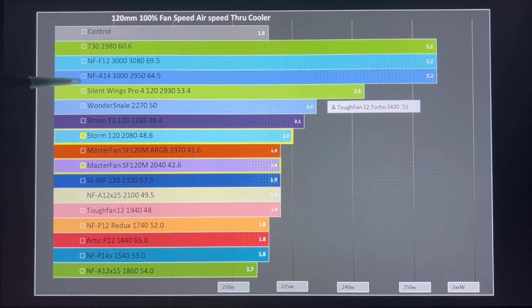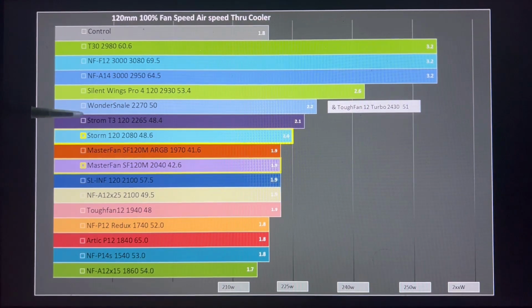So right here at the very top, we have the insane fans that spin at 3,000 RPM. Some notable fans up here, like the T30 with 60 decibels. And then the Noctuas are really loud, 69 and 64 decibels respectively. And the Silent Wings 4 Pro 120 had a very good 53.4 decibel reading, but it's also significantly less performant, only 2.6 meters per second of airflow.